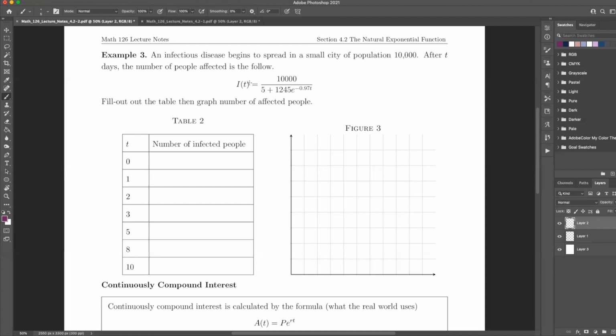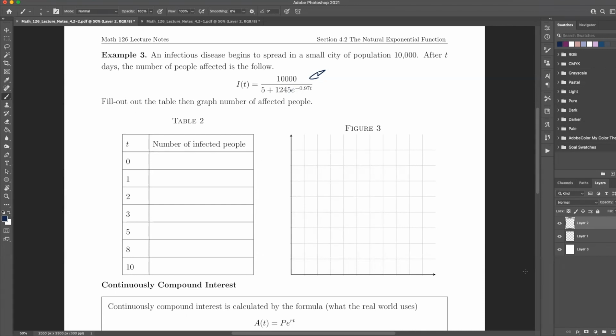So let's pretend we have an infectious disease that spreads in a small city with a population of 1,000. After T days, the number of population infected is given by this formula. And this is actually close to real. This is actually close to how infections actually run. It gets a little bit more complicated after this, but often you'll see this naturally.